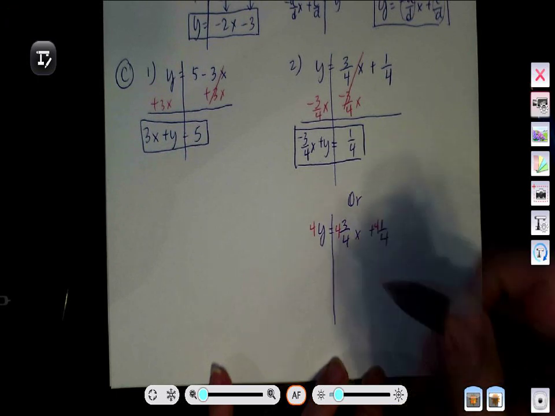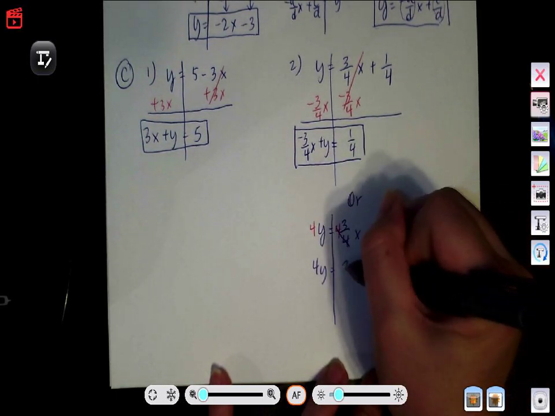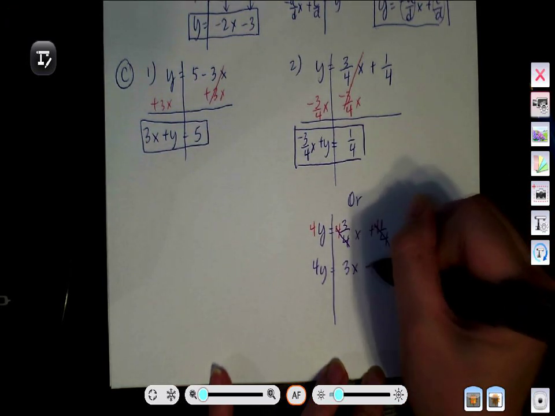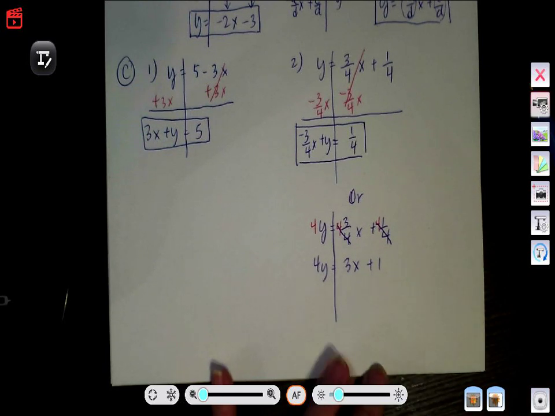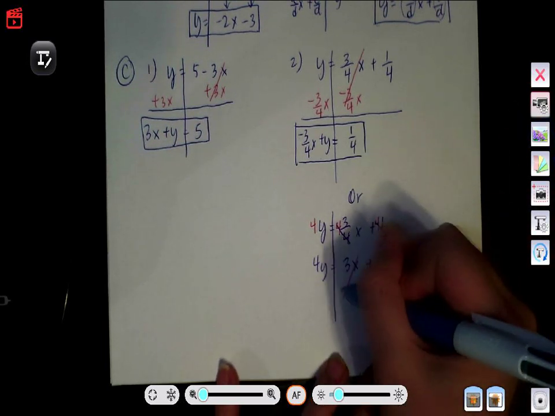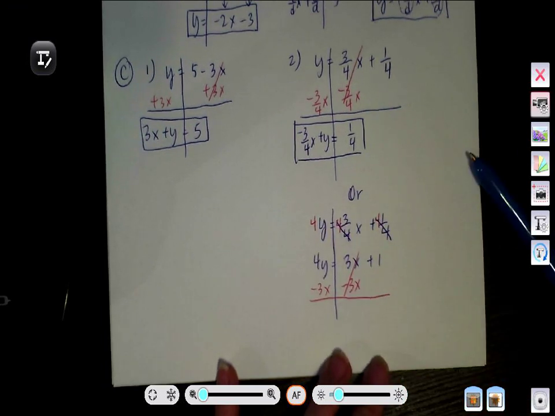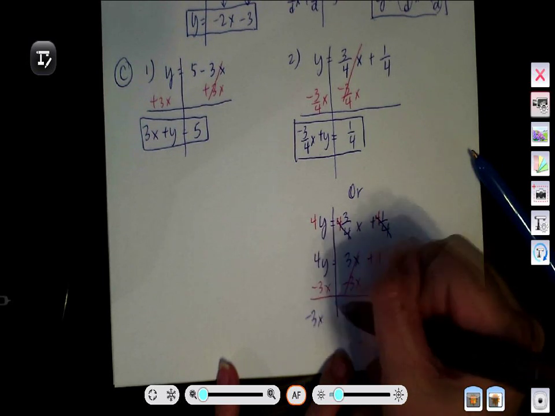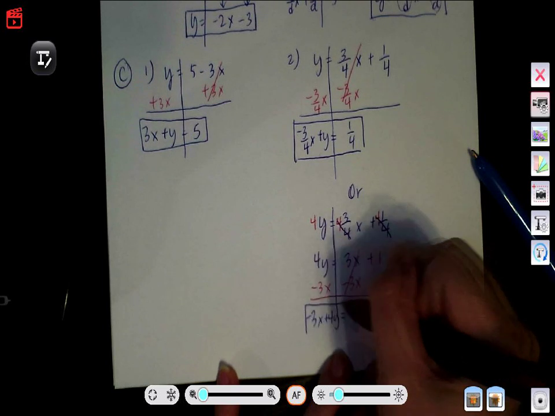That's going to leave me with 4y is equal to, these 4's will cancel out to say 3x, and these 4's will cancel out to come up with a plus 1, and now I have an equation that has absolutely no variables. I'm still not done though, because you still want to move all the variables to the left hand side of the equation. So just like before, the x term needs to move over to the left hand side by subtracting 3x, and I'll have negative 3x plus 4y is equal to just that one that's left over.